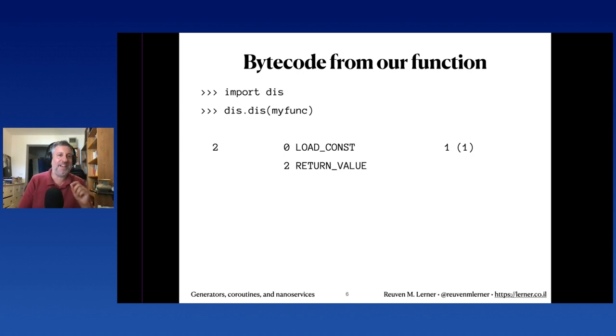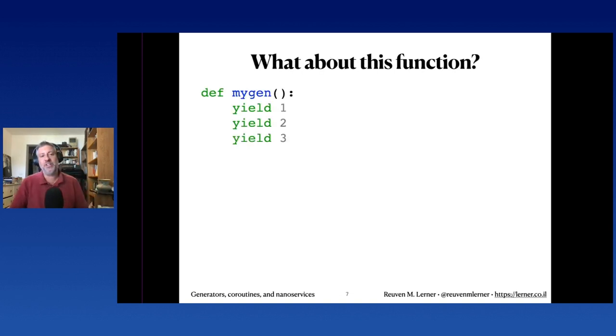Now let's take this to the next level. What about this function? And this function is different. I've called it my gen, so the name is different. But the real difference is that I'm no longer using return. I'm now using a keyword called yield. And so I say yield one, yield two, and yield three.